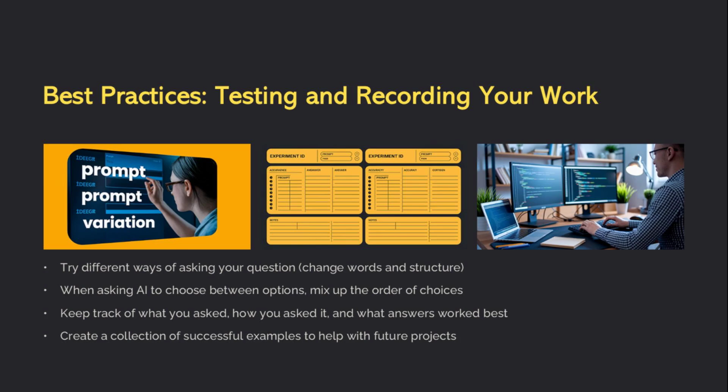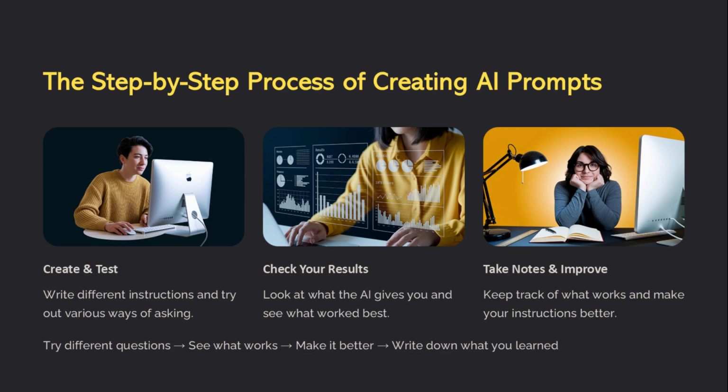Keep records of everything in an organized way: what you asked, how good the answer was, what settings you used, when you did it, and which AI model you used. This creates your own reference guide that helps you avoid repeating mistakes and shows you what works well. The goal is to use your best questions consistently. Create a saved collection of questions that work well so you can use them again for similar projects in the future. Creating AI prompts is like a science experiment.